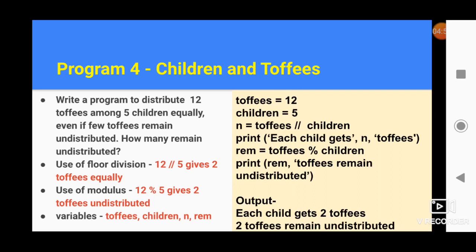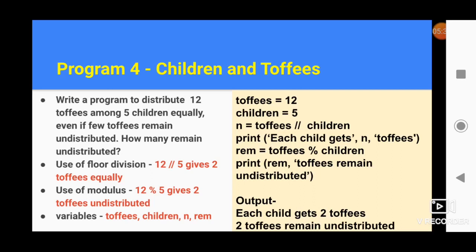Now the next thing we have to do is to find how many toffees remain undistributed. This can be done using the modulus operator, or the remainder operator, which gives the remainder after division. So when we divide the number of toffees by the number of children, the remainder will give us the number of toffees which cannot be distributed. And the quotient gives the equal number of toffees which each child will get, which we have already computed using the floor division operator and shown on the monitor using the print statement.